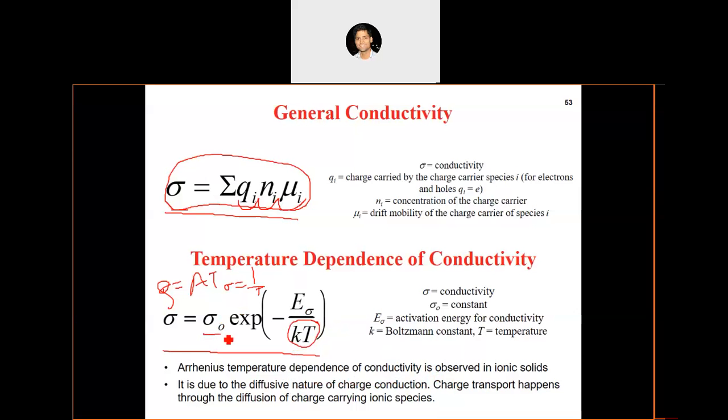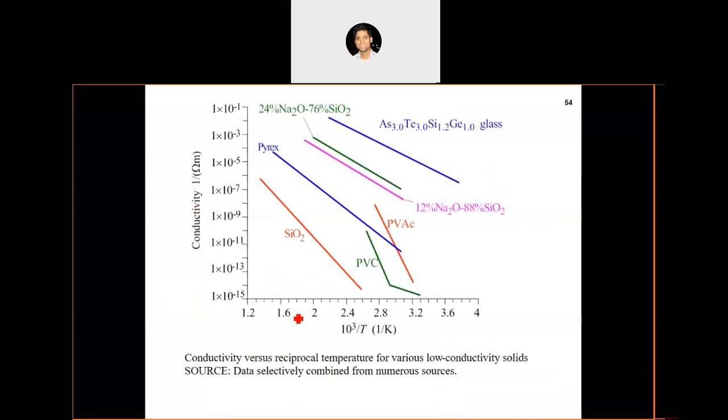Sigma is equal to sigma naught exponential minus E by KT. E will be some activation energy, the activation energy for moving an ion from one position to another. K is the Boltzmann constant and T is the temperature. It is due to the diffusing nature of the charge conduction. Charge transport happens through the diffusion of charge-carrying ionic species. Diffusion is the key word here. Because of this diffusive nature, we get this Arrhenius type of temperature dependence. This has been validated experimentally also.